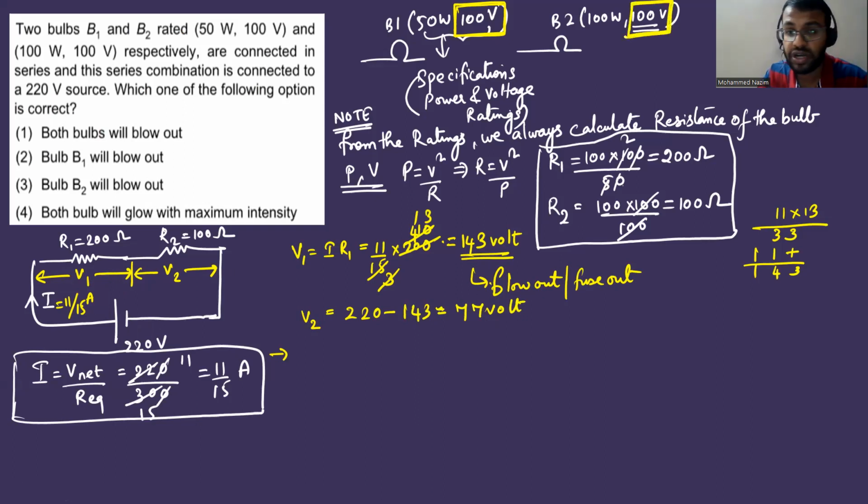But that bulb has a maximum capacity of how much? 100 volt, isn't it? But here the voltage dropped is 77. So this doesn't blow out. Only the first bulb is going to blow out. So the options: both bulbs will blow out? No. Bulb B1 will blow out? Yes, the second option is right. Bulb B2 will blow out? No. Both bulbs will glow with maximum intensity? No. Only the second option is right.